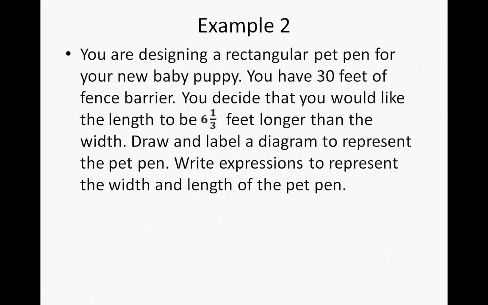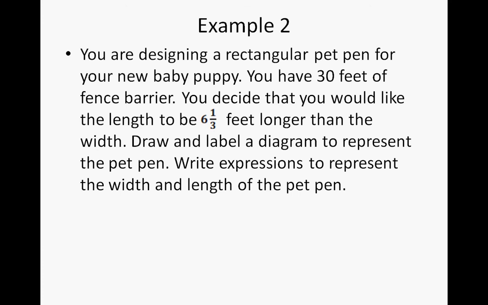So let's take a look at example 2. You are designing a rectangular pet pen for your new baby puppy. You have 30 feet of fence barrier, and you decide that you would like the length to be 6 1/3 feet longer than the width. Draw and label a diagram to represent the pet pen. Write expressions to represent the width and the length of the pet pen.